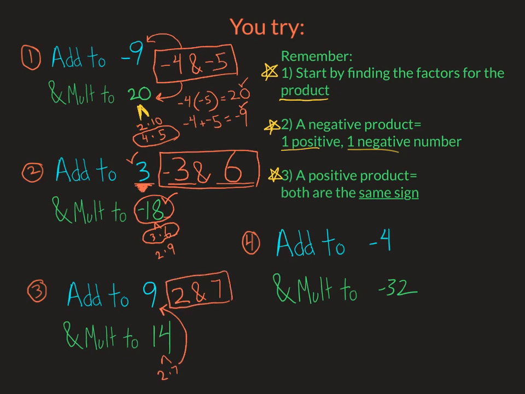That works. And last one, 32. Well, let's see. Maybe it's a 2 and 16. Maybe it's a 4 and 8. Those are the only two that I can think of off the top of my head. And they're going to add to a negative 4.